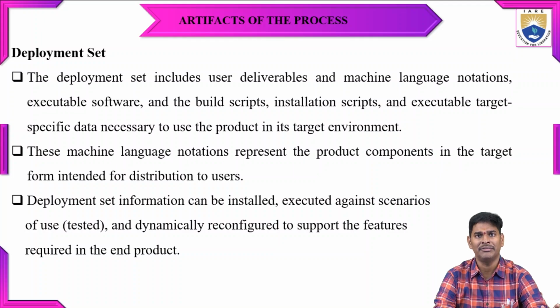But before releasing any version of the software, they need to understand the current as well as the previous software versions. They also need to understand how the build scripts are written, the installation scripts, and finally the executable target-specific data for the target environment. This is the final product, so they need to understand each and every module. The developer has to understand in which language they are written, and if they are written in machine language notations, they need to understand the product components in the target form, so that the information can be distributed to the users.